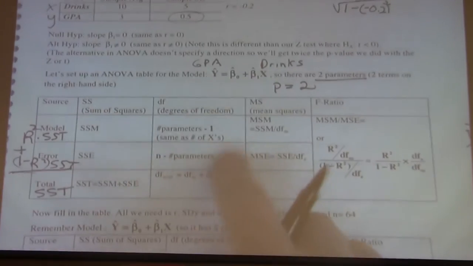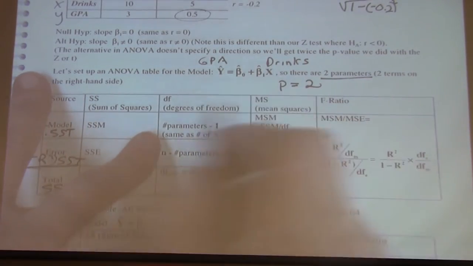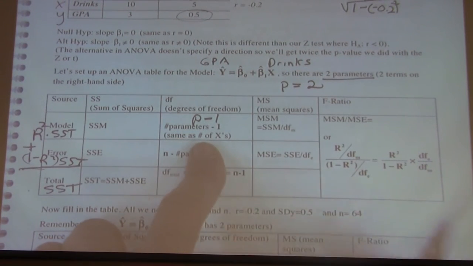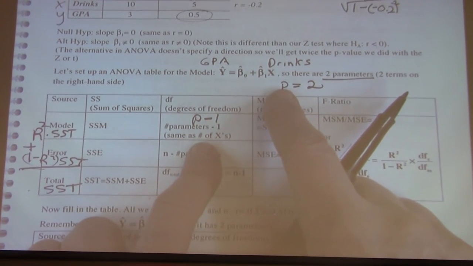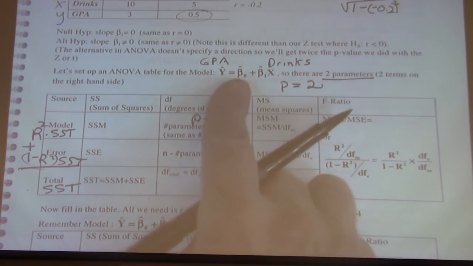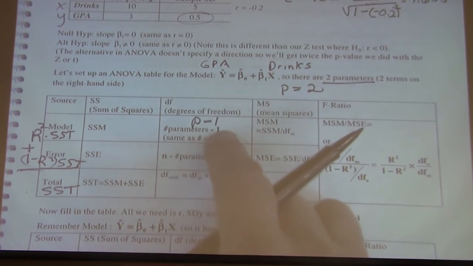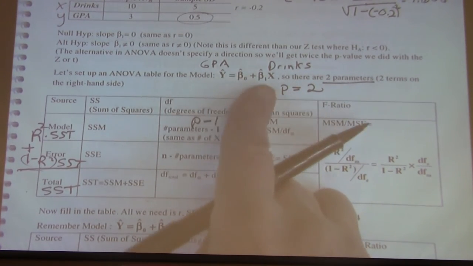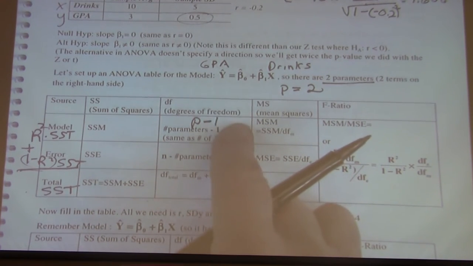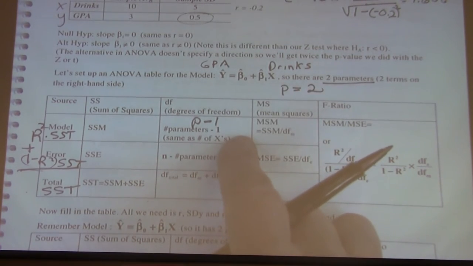Now, let's look at these two. So this is our number of parameters here. So this is p minus 1. That's the same as the number of x's in your model. Basically, the intercept doesn't really matter, so you can subtract that off, and it's p minus 1 degrees of freedom. So here it's just going to be 1 degree of freedom. If we had another x, it would be 2 degrees of freedom. It's the same as the number of x's in your model.